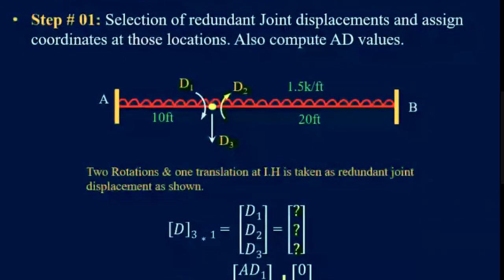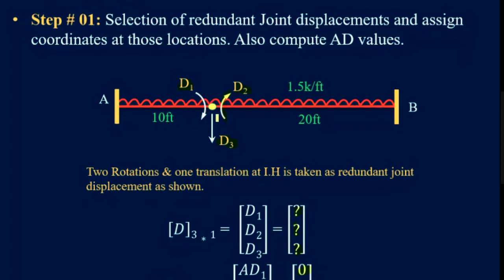Now corresponding to your D1, is there any external action applied? No, there is no external action applied here. So the AD1 value is 0. Is there any external action acting corresponding to this D2? No, there is no external action. So this value is 0.